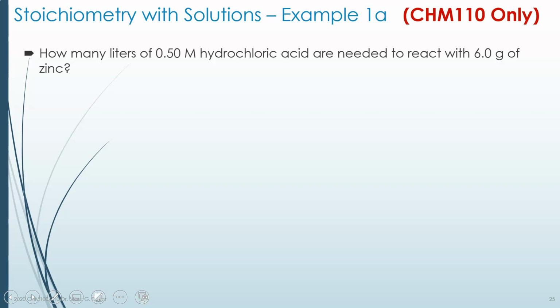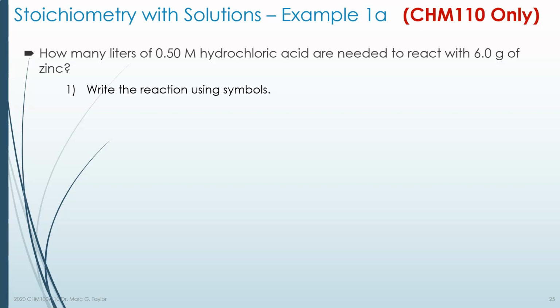So let's look at an example of a typical chemical reaction where we might be interested in looking at stoichiometry that involves solutions. The question says: how many liters of 0.50 molar hydrochloric acid are needed to react with 6.0 grams of zinc? Well, how do we approach these problems?